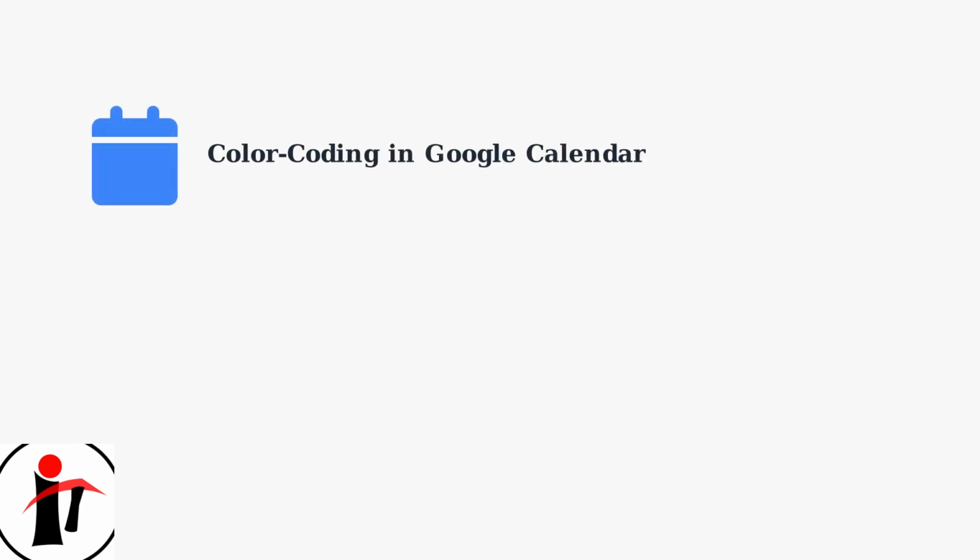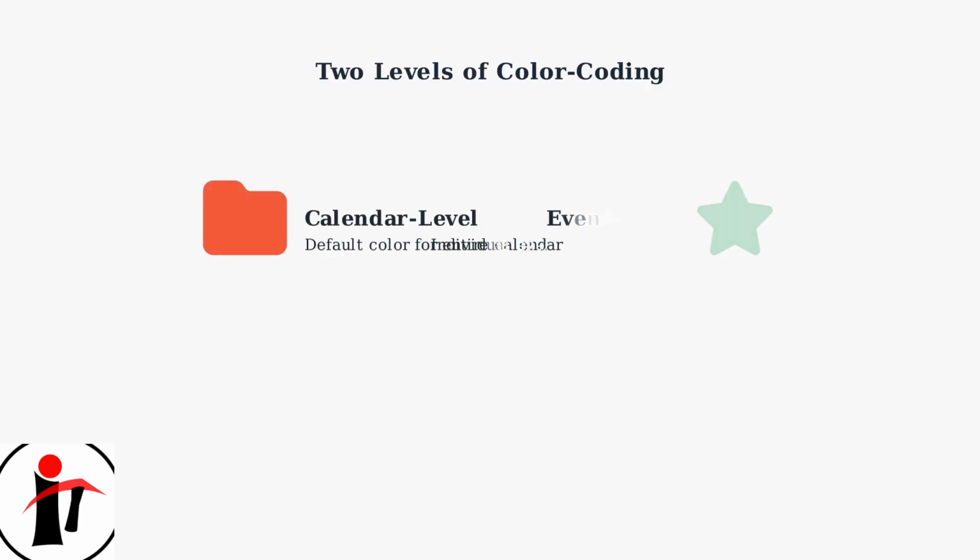Google Calendar's color coding feature is a powerful tool that helps you visually organize your schedule and quickly identify different types of events at a glance. There are two distinct levels of color coding in Google Calendar: calendar level coloring and event level coloring. Understanding both methods will help you create an effective organizational system.